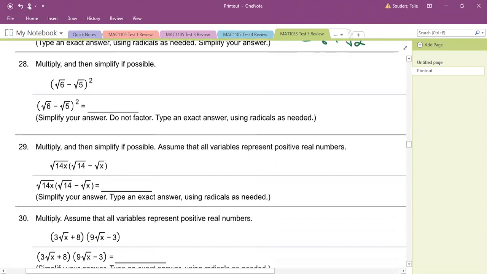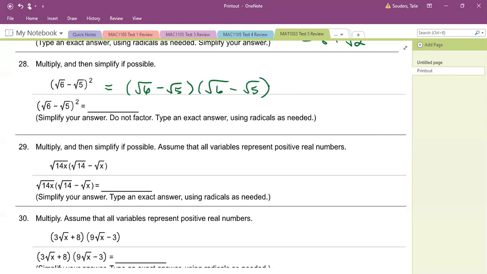For number 28, am I just squaring the square root of 6 and squaring the square root of 5? Or is there more going on? No, very good. So we have two options here. We can either think of it as, remember, squaring something is the same as multiplying it by itself, right? So we can write it out as square root of 6 minus square root of 5 times another square root of 6 minus square root of 5, and we can FOIL. Or if you're looking to use the shortcut, you have to remember that there's a middle term. Yes, you can square the first term and square the last term, but then in the middle, you have to have, in this case, minus 2 times their product. So there would be that middle term there.